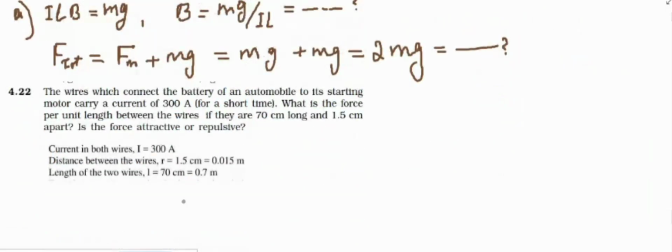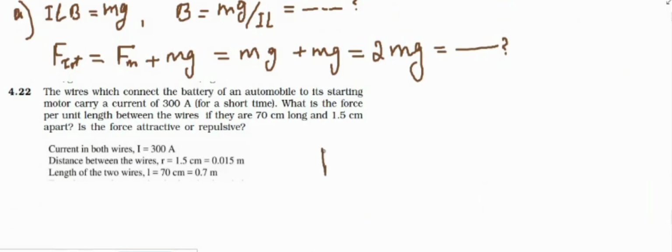Now, question 22. The wires which connect the battery of an automobile to its starting motor carry a current of 300 ampere. What is the force per unit length between the wires if they are 70 centimeter long and 1.5 centimeters apart? Is the force attractive or repulsive?